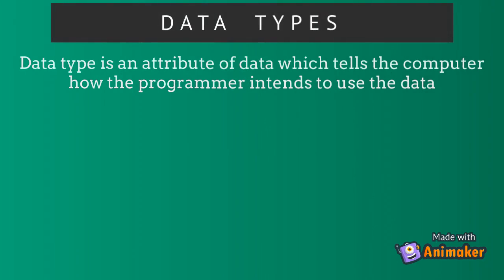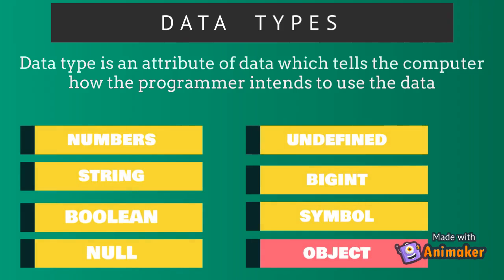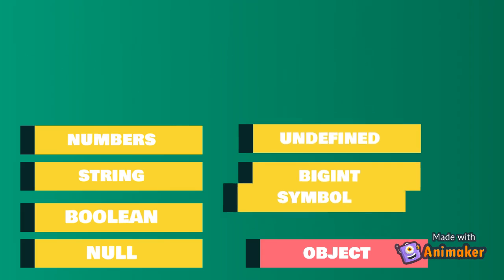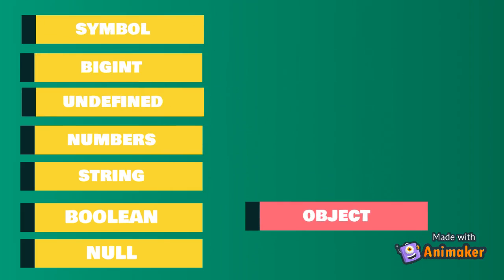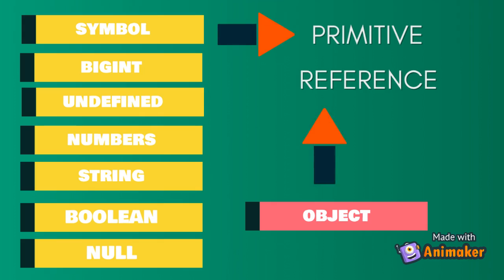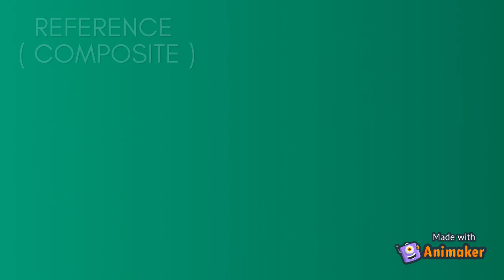We have the following data types in JavaScript: numbers, strings, Boolean, null, undefined, BigInt, symbol, and object. All these data types can be broadly grouped into two categories: primitive and reference. So all 7 of these are primitive, and object is a reference data type, also called a composite data type.